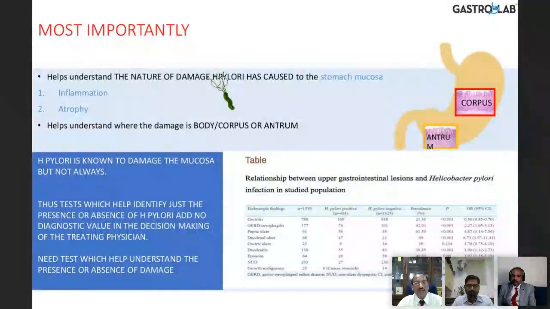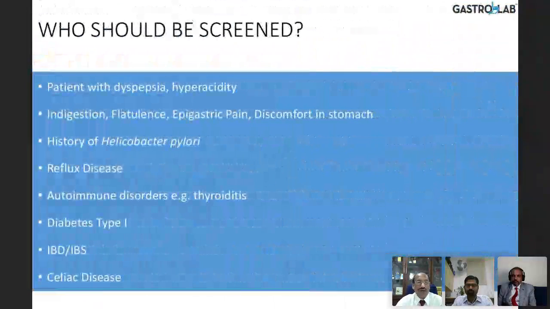So H. pylori, we need to know, is it associated with inflammation only, or is it associated with atrophy? Because atrophy is more dangerous. So that also can be determined by not only just the serology of H. pylori, but combining with the pepsinogen 1 and 2 gastrin, we can determine.